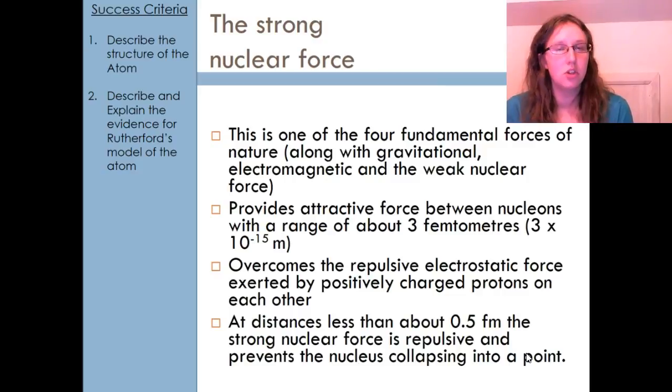However, the strong nuclear force can also be repulsive. So if you have two nucleons that are getting too close together, less than about half a femtometer, it becomes extremely repulsive. And that's a good thing, because it keeps the nucleons apart, but it also prevents them from being compressed together into a point, so it limits how much they can be squashed together. So you can't just squash something into nothingness, because the strong nuclear force prevents that from happening.